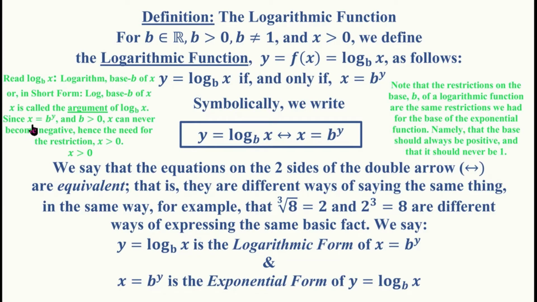And since x equals b to the y and b is greater than 0, notice we're taking a positive number and raising it to a power. x will never become negative. So that's the main reason why we have this restriction, x is greater than 0. We'll see that again, as I said, when we graph it, it'll make more sense. So x can never actually become negative. That's why we need the restriction, x is greater than 0.